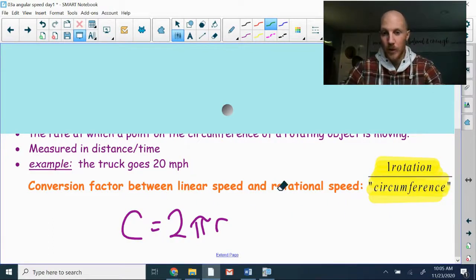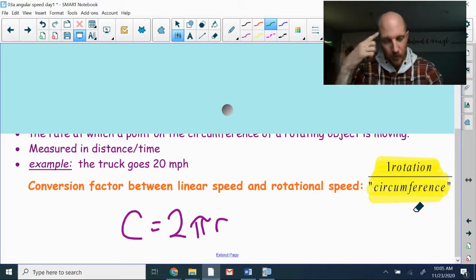To convert between linear speed and rotational speed, we need the word rotation or the word revolution or the word spin of the record player, and in quotation marks, the circumference. The quotation marks, that's the clue. I need to replace that word with an actual number for the circumference. We can calculate the circumference by doing 2 times pi times the radius.